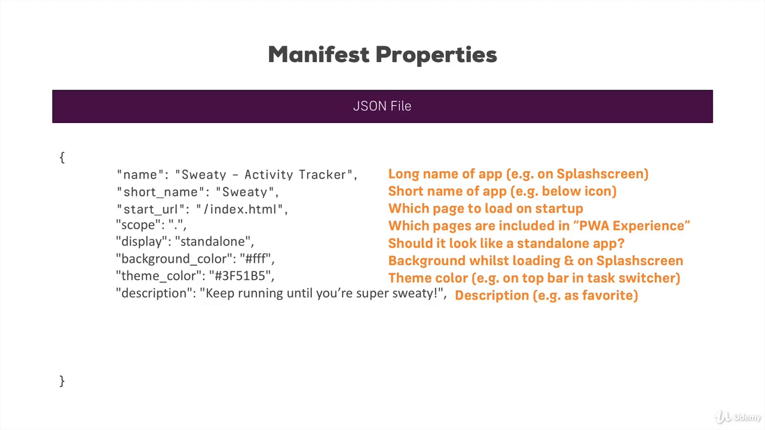You can also set up a description. This description is, for example, used when you save your application as a favorite in the browser. So whenever the browser wants an additional description to use, it will fall back to this field here. It won't be used in a lot of places, but that might always change in the future. And again, whenever the browser needs some description of your app, it will use this field.